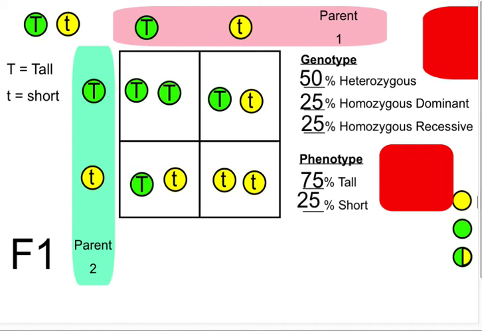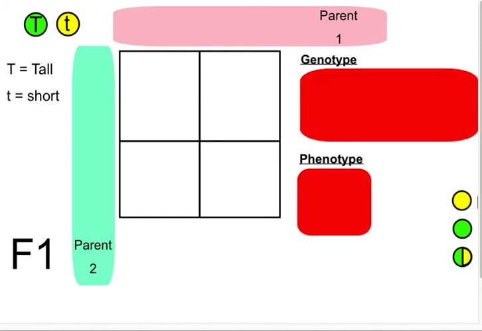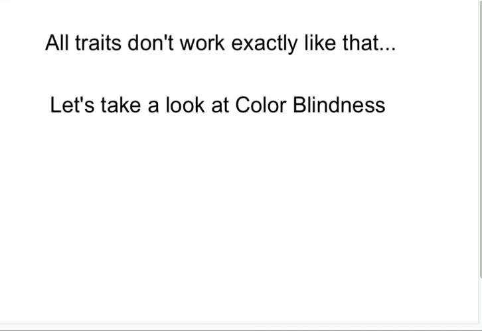I'm going to ask you, just in your notes, to try out this one on your paper. What if you had a short parent? That means this parent has both alleles recessive, and a heterozygous parent, so one dominant and one recessive. I want you to work that one out on your own. Sketch it in your notes and see what you come up with for genotype and phenotype. Now, not all traits work like that. We're going to talk about color blindness as one of those weird kinds of traits next time.